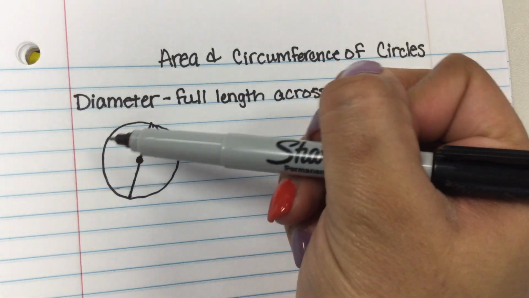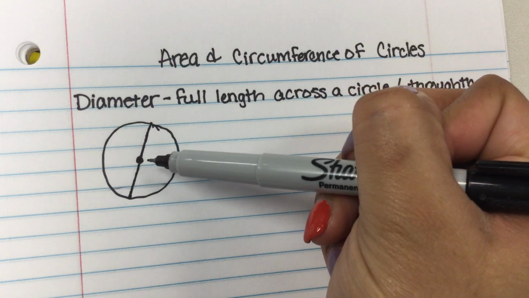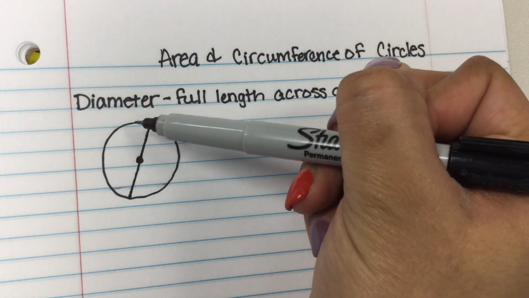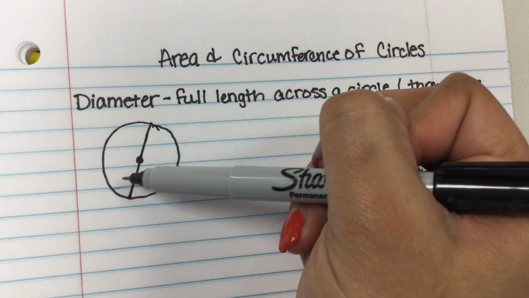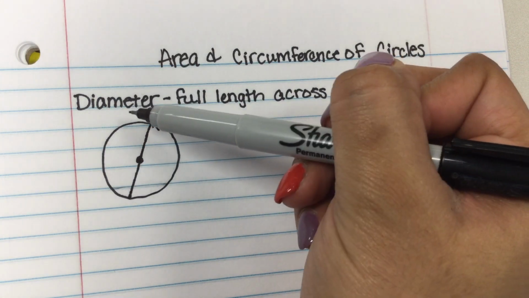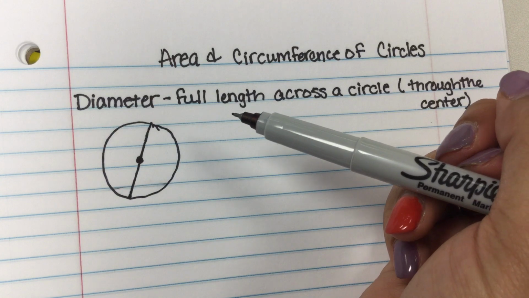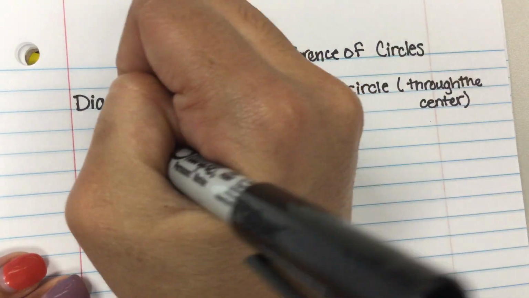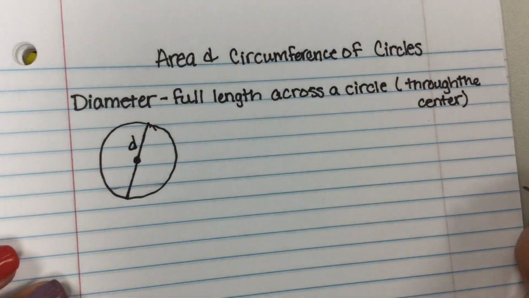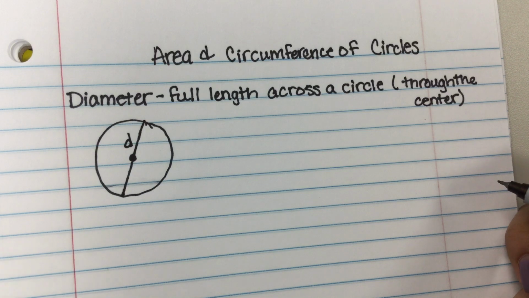So they're all diameters. From here through the center to here, from here through the center to here. Those are all diameters, and they're all the same length on any one circle. Whenever we see this in a problem, we're going to use a little d to let you know you're using diameter.